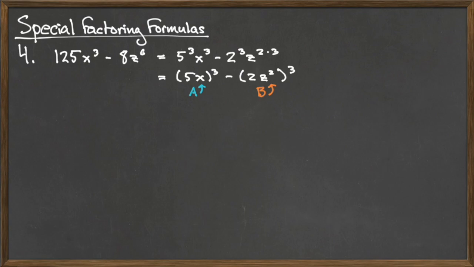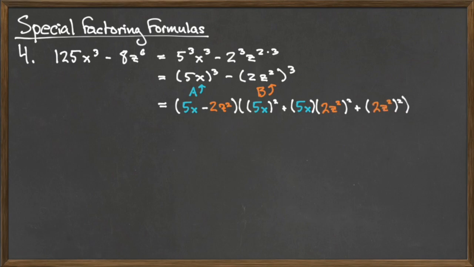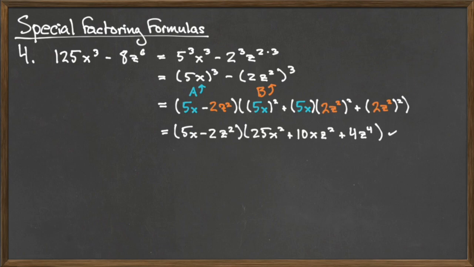So, with the value of A being 5x and B being 2z squared, I can plug this into my difference of cubes formula and I'll get the following expression. Even though it's a little bit long, having the identifiable capital A and capital B terms right there in front of us makes it easier to plug them in to the difference of cubes formula. But once I have it expanded, I just simplify and I get a final answer.